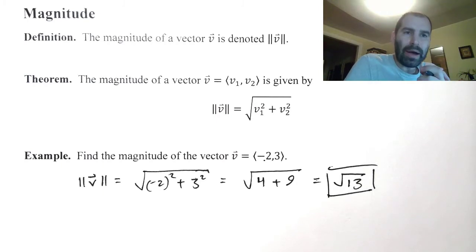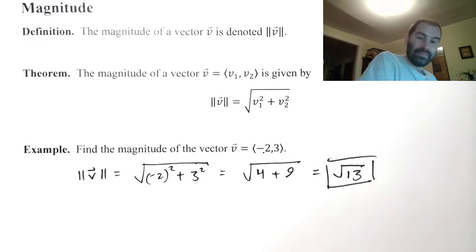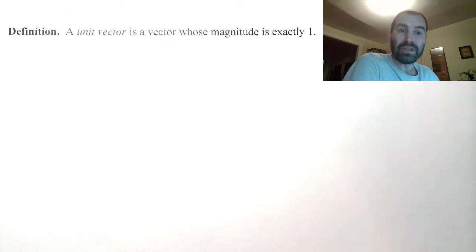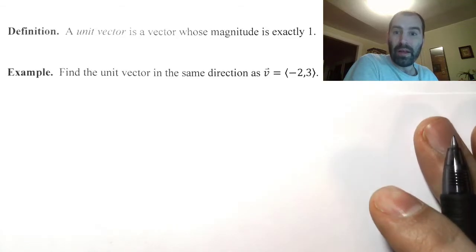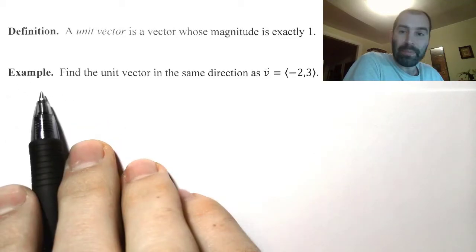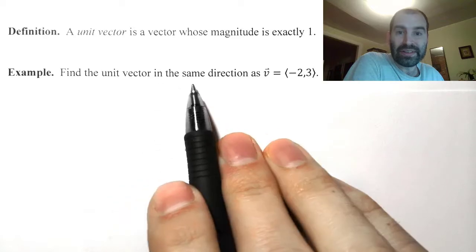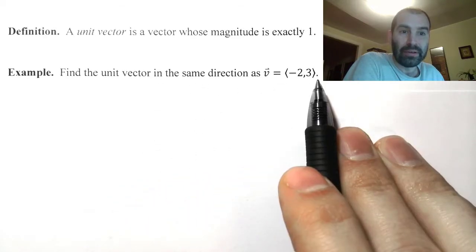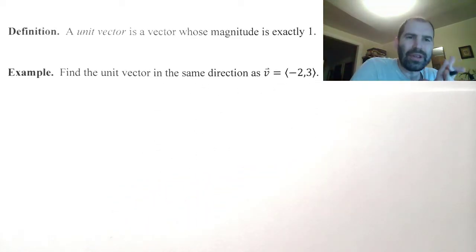Now what we want to talk about is unit vectors. These are vectors whose magnitude is exactly 1. So we just have to make sure the magnitude is 1. Let's look at an example here. Find the unit vector in the same direction as this vector. Well, how are we going to do this?